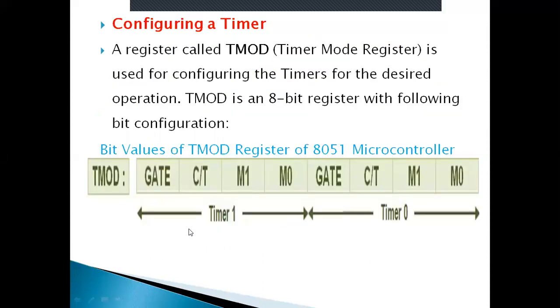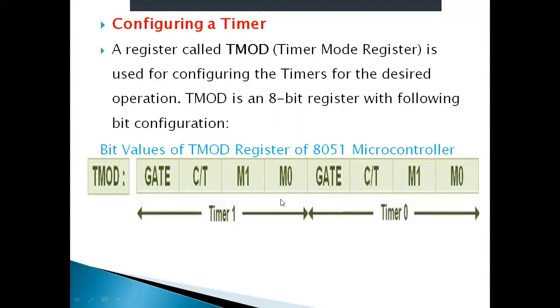Configuring a timer. A register called TMOD, which is the timer mode register, is used for configuring the timers. It means we can select different modes of timers. We can start or stop the timer. We can also configure the timer, like we can use it as a timer or we can use it as a counter. So this is the structure of the 8-bit TMOD register.